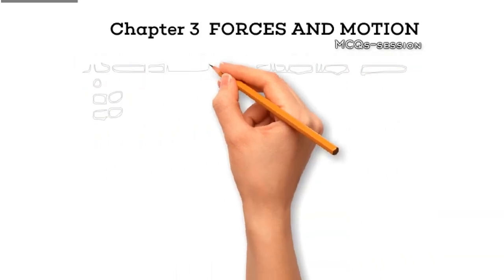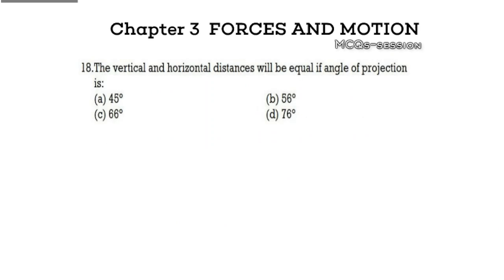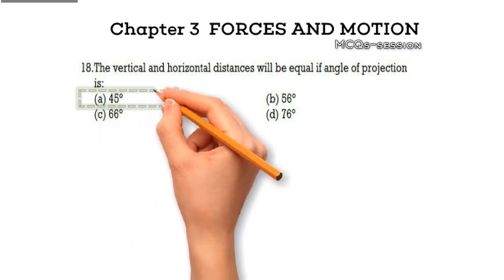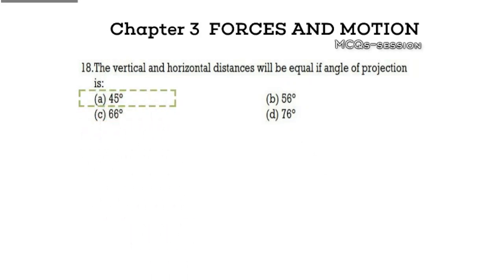Question 18. The vertical and horizontal distances will be equal if the angle of projection is, options: A. 45 degrees, B. 56 degrees, C. 66 degrees, D. 76 degrees. Pause the video and guess the correct answer. The correct answer is A. 45 degrees. Explanation: a 45-degree launch angle creates equal vertical and horizontal ranges in projectile motion.